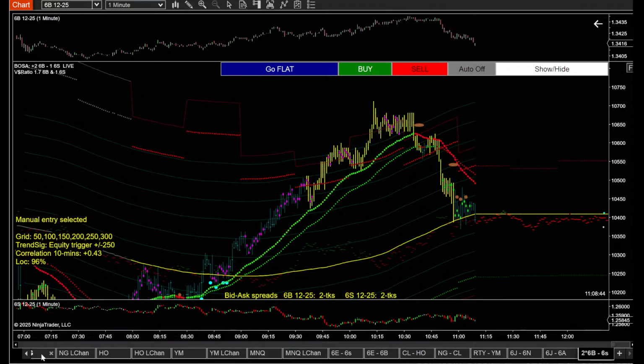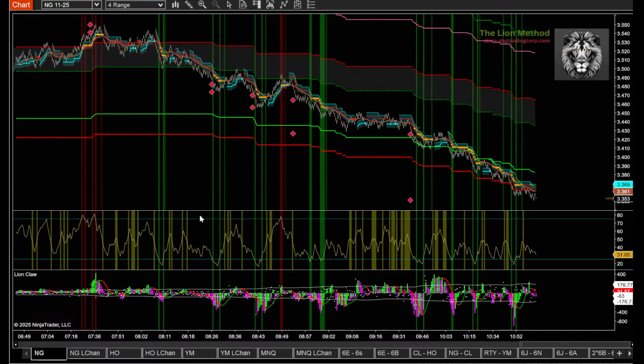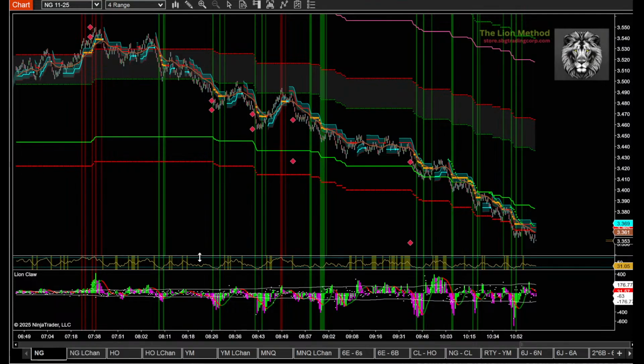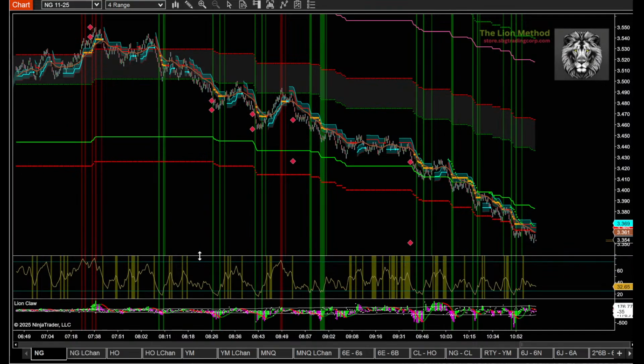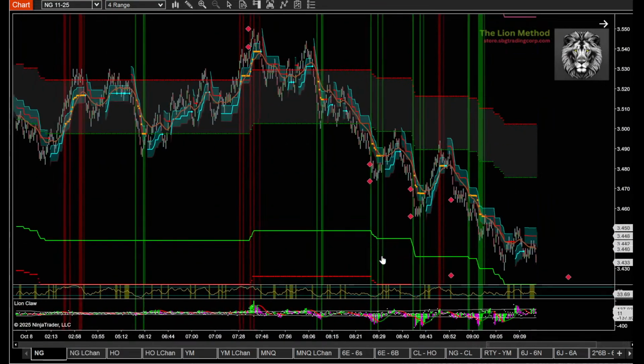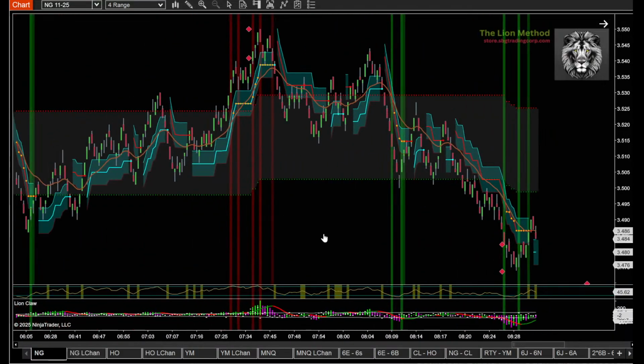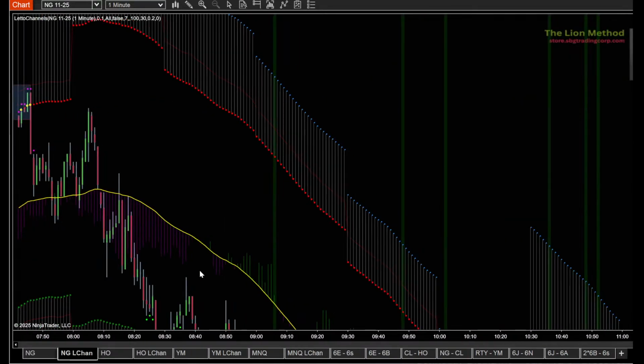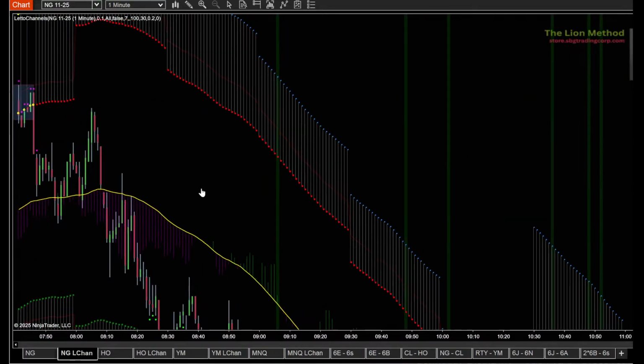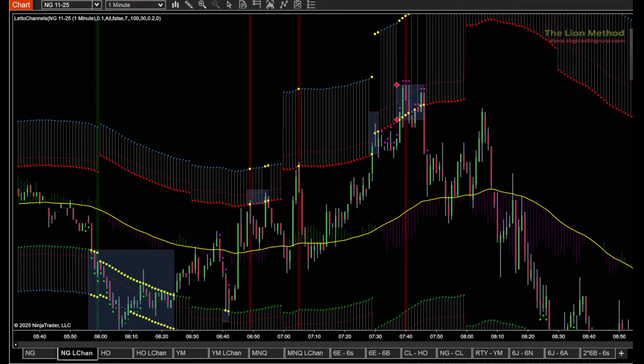Let me show you one that got away. So this is not a BOSA trade. This is the Lion method. Yep, I trade a couple of systems. One of them is the Lion method. The Lion method relies on what we call the Leto channels indicator. So Leto channels is this thing that's printing these zones in kind of a pinstripe fashion.